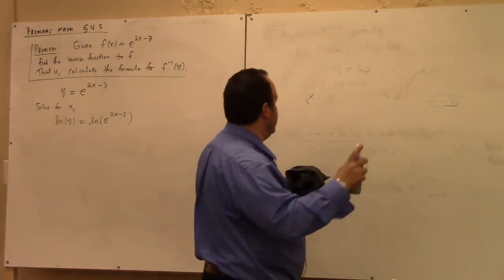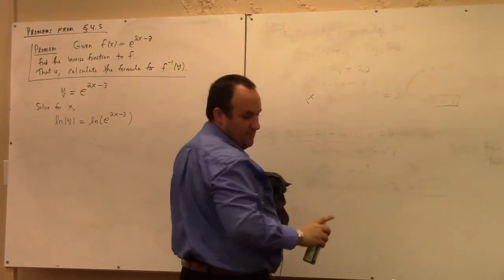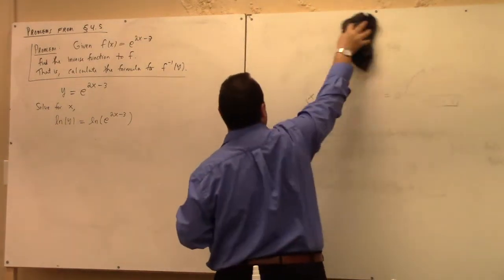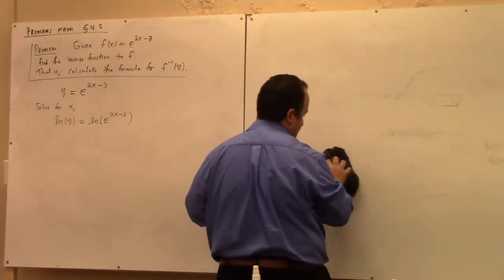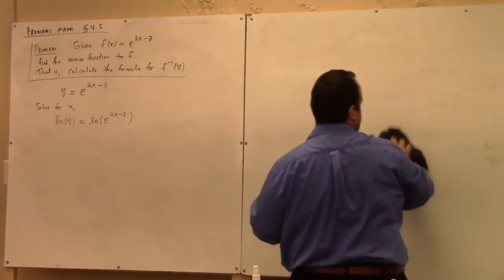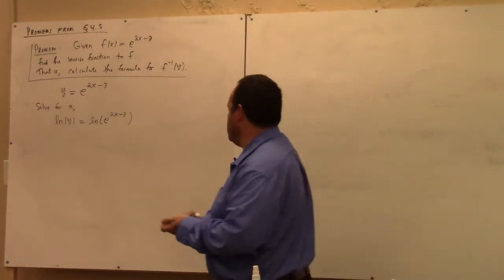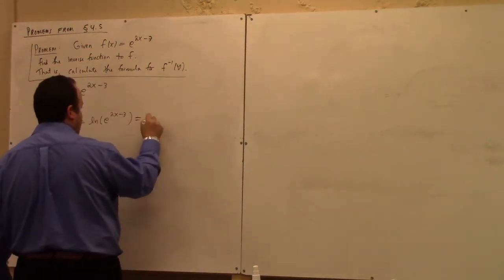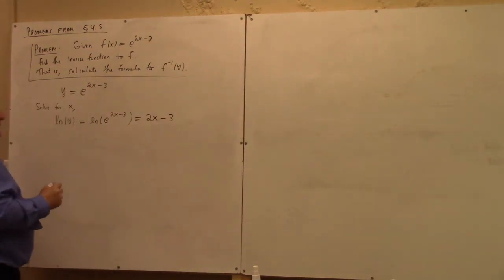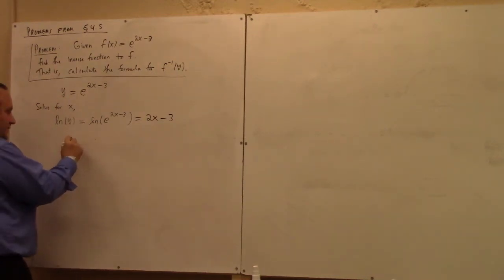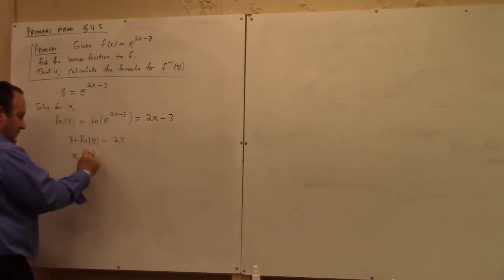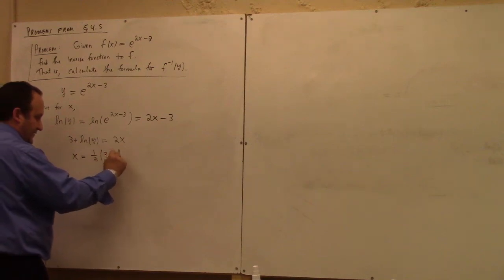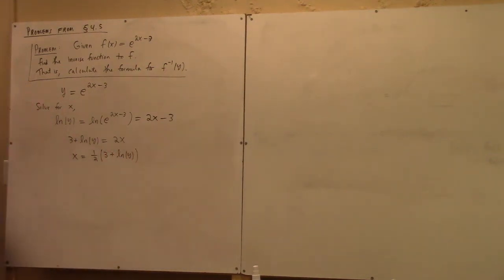How does what is on the board simplify? Natural log and e cancel, right? So what does that leave us? Okay, very good. Equals 2x minus 3. And then we do what? We add 3 to both sides. We get 3 plus the natural log of y is 2x. So x is equal to 1/2 times 3 plus the natural log of y. There you go.